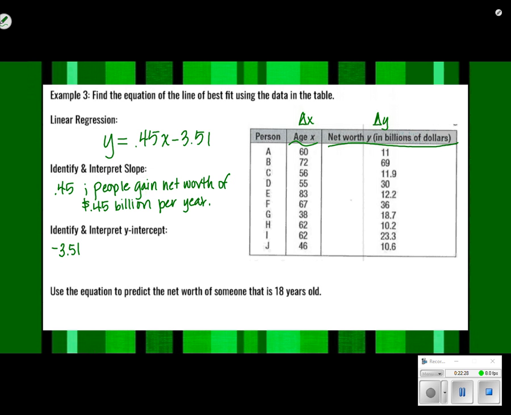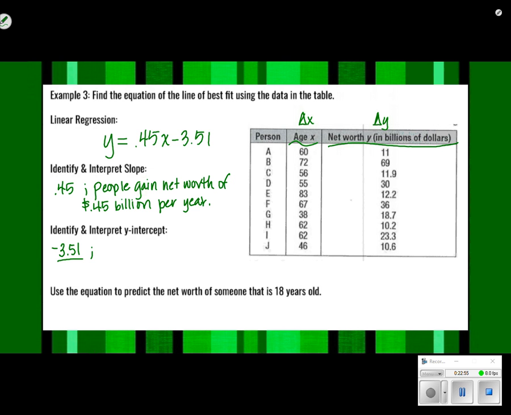Now, this is not true. Pretty sure how old you are doesn't always mean that you have a net worth in billions of dollars, but maybe we have celebrities on this list. Not sure. Okay, so this is what happens when you have 0 in your X. That means you're 0 years old.